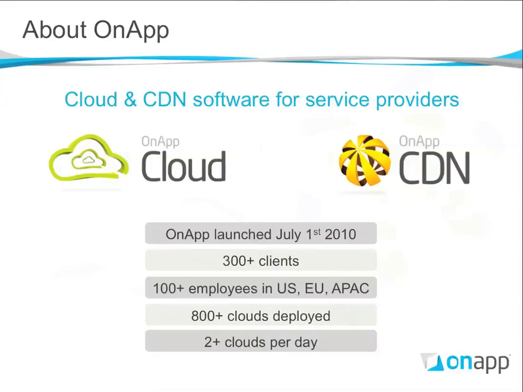These are our two key products: OnApp Cloud and OnApp CDN. I mentioned OnApp Storage, a new product that we're coming out with in the very near future, so watch this space. We've been around for a couple of years now, and we have over 300 service provider customers. We're over 100 employees in offices in Europe, the US and the Asia Pacific region. We've deployed over 800 clouds to date, and that increases at the pace of 2 clouds a day.